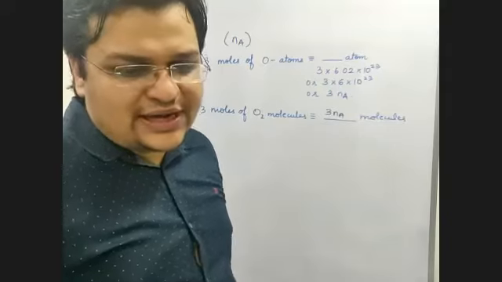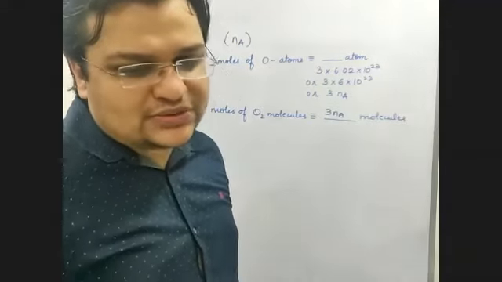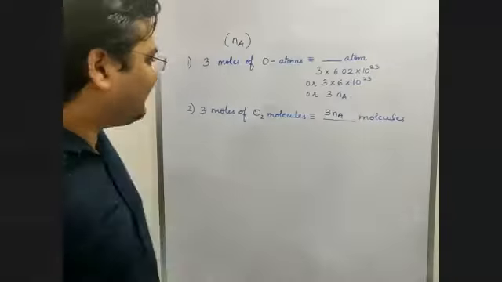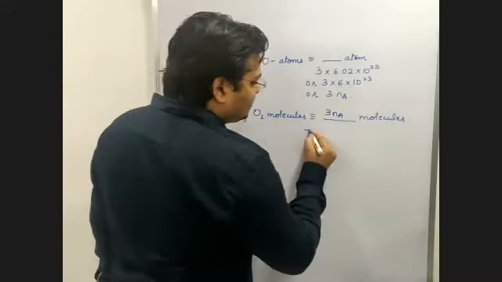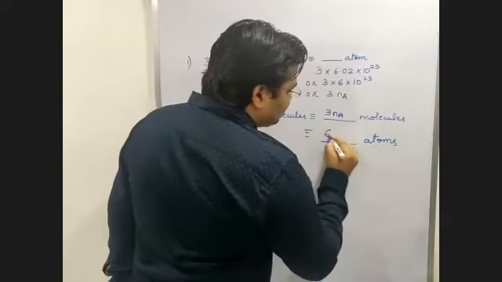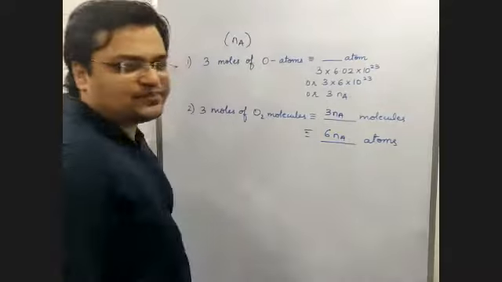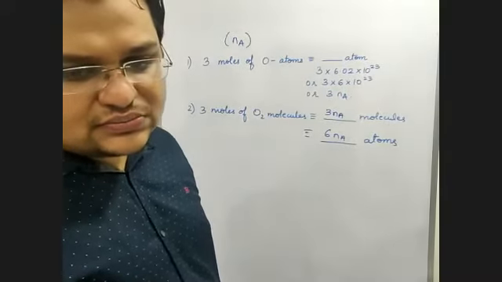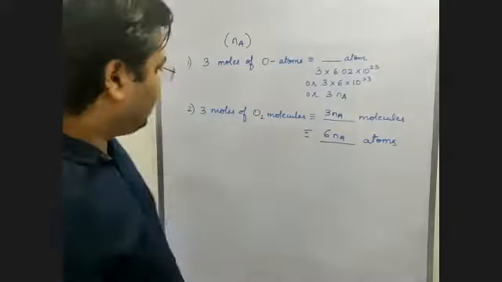Now guys, listen to me. Can I say one molecule has 2 atoms? One molecule of oxygen has 2 atoms. Hence, if they ask me 3 moles of oxygen molecules is dash atoms, I should say 6 NA. Have you understood this? Next example.